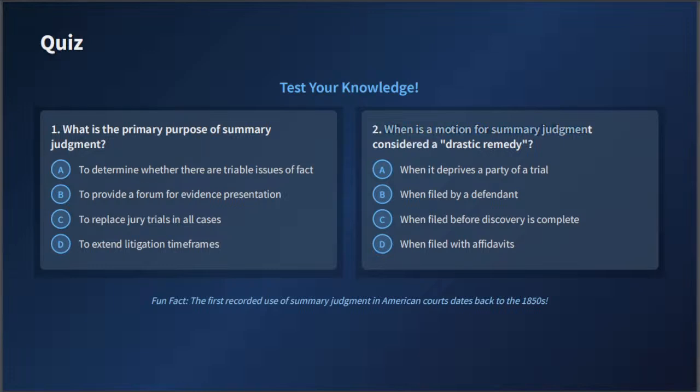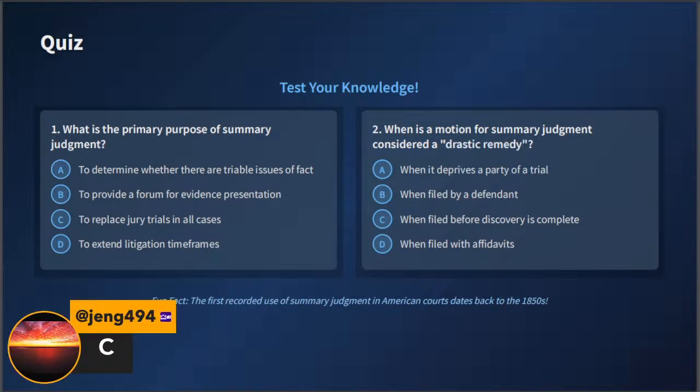When is a motion for summary judgment considered a drastic remedy? A, when it deprives a party of a trial. B, when filed by defendant. C, when filed before discovery is complete. Or D, when filed with affidavits. So when is it considered a drastic remedy, the motion for summary judgment? What makes it so drastic? Depriving a party of trial.